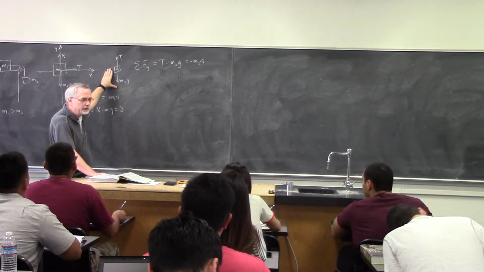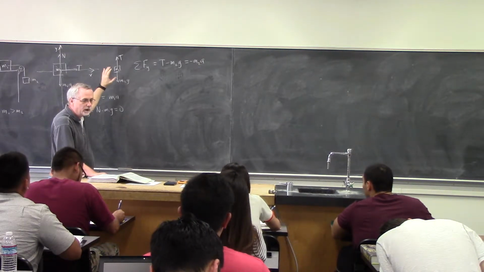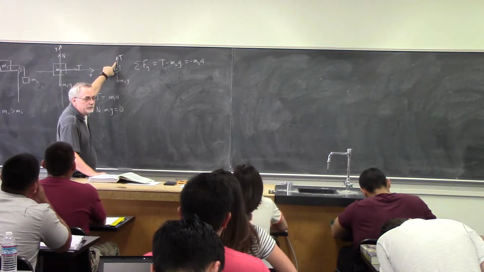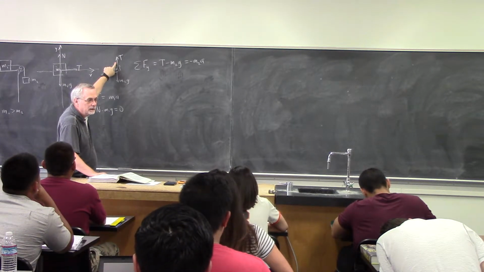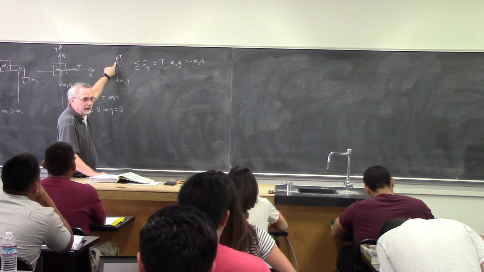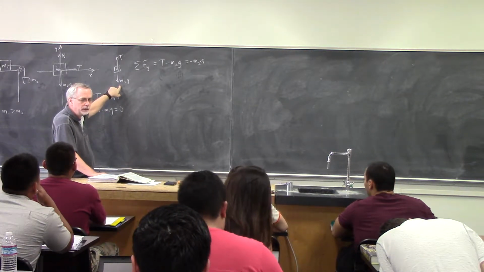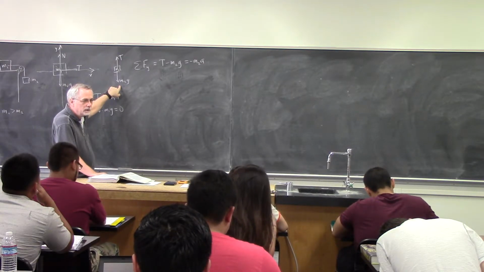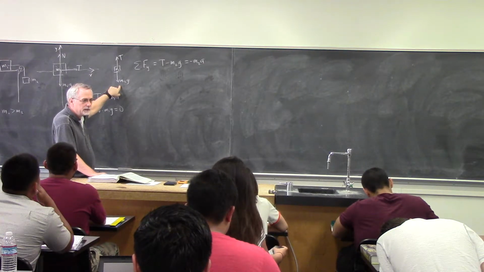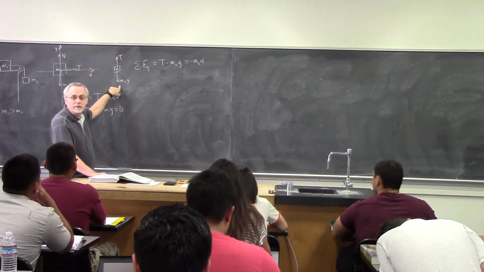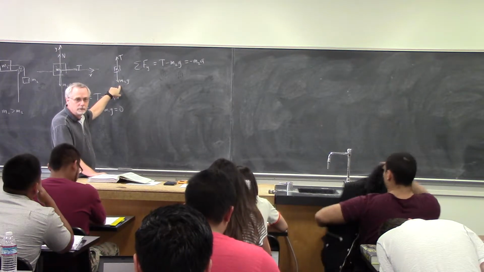Forces have to be caused by two different objects, and if you can't think of the two objects involved, you're probably mixed up. What's the object other than M2 that's involved with T? M1. All right, they're tied by a string, they pull on each other. What's the body other than M2 that gives me M2G? It's M2 and the big thing we stand on, Earth.